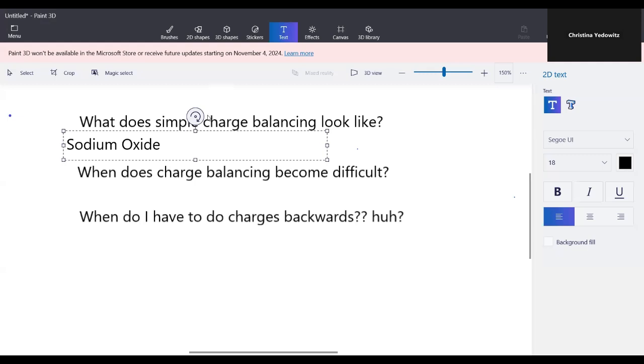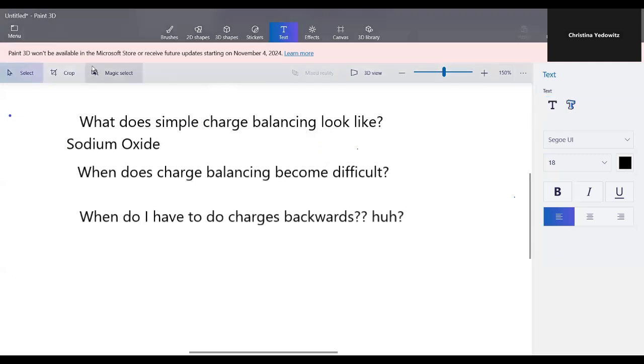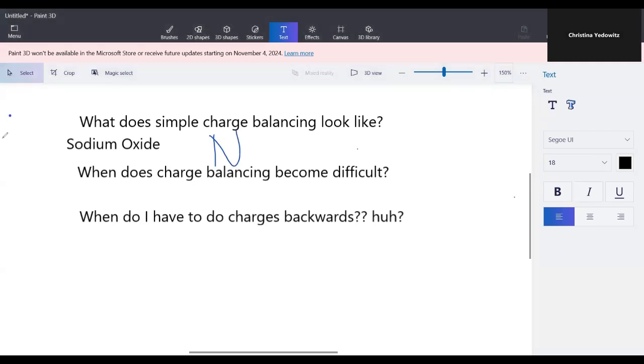And you will find oxygen, sorry, in group 16. That gives sodium a +1 charge and oxygen a -2 charge. Okay, your job is to make sure that these charges add up to 0.